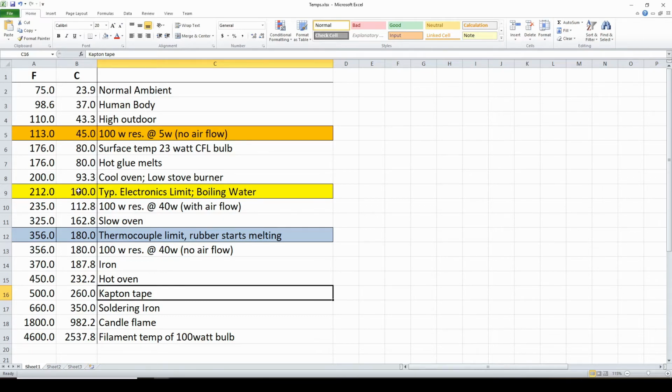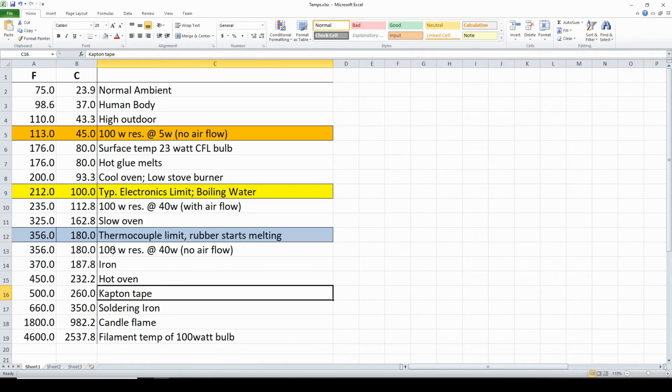Okay, so when you get a little bit more power, or a little bit warmer, you get a slow oven, which is about 163 degrees C or 325. And then the thermocouple I talked about has a limit. You shouldn't apply more than about 180 degrees C to that because the rubber will start melting. So thermocouples are good, but when you get up around 180, you're getting above its rating. That's 356 Fahrenheit.